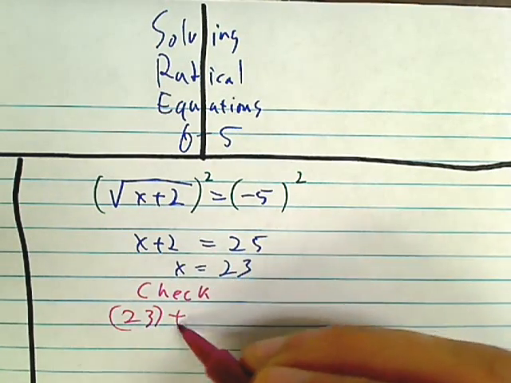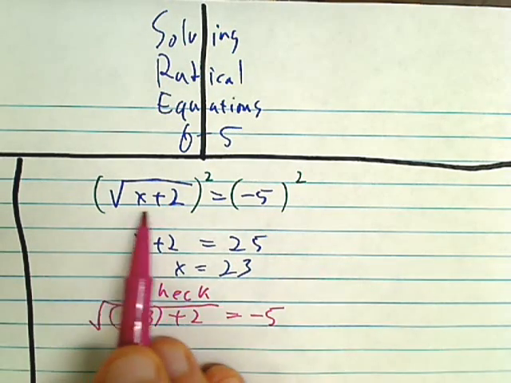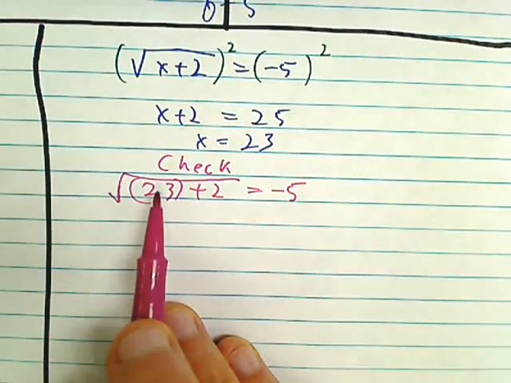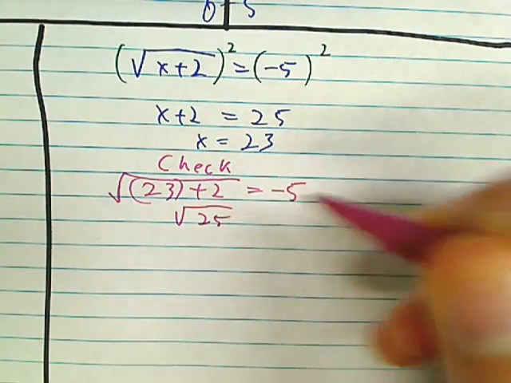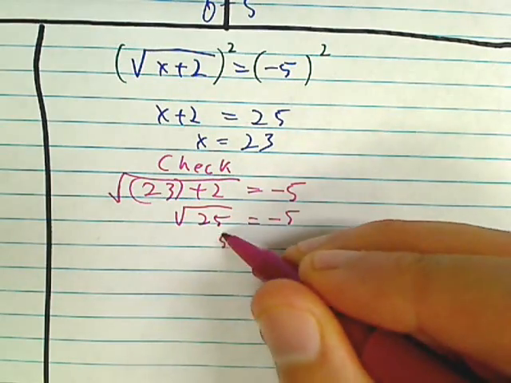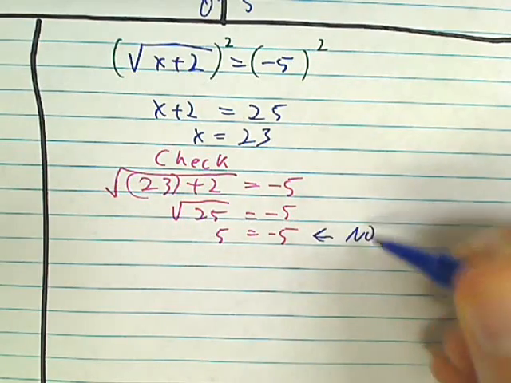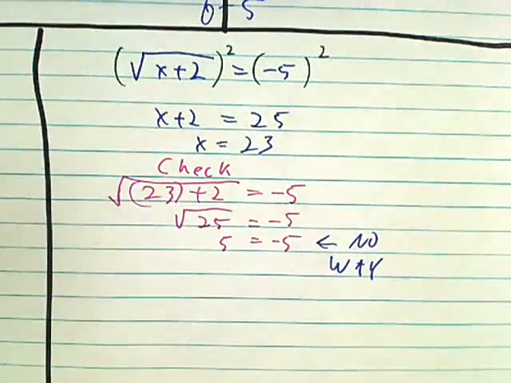The square root of 23 plus 2 equals -5. So I've rewritten the original equation in blue, except I plugged in the number 23. And what's going to happen? Well, 23 plus 2, that is the square root of 25. And the square root of 25 is 5. Does 5 equal -5? No way! So there is no solution to this radical equation. This would be the empty set, maybe the circle with the slash, something like that.